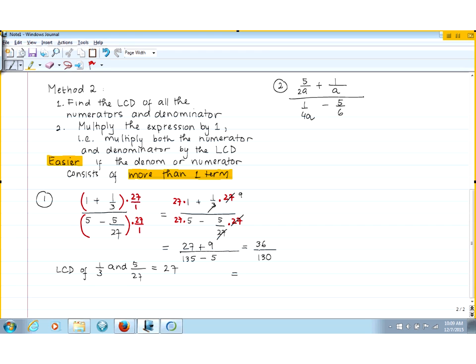Make it smaller. What is this? Don't change it to decimal. So divide by 2. Is it 18 over 65? Yes.